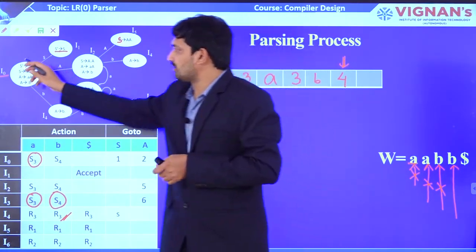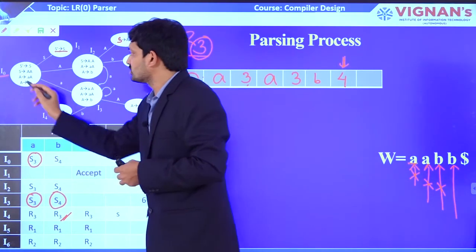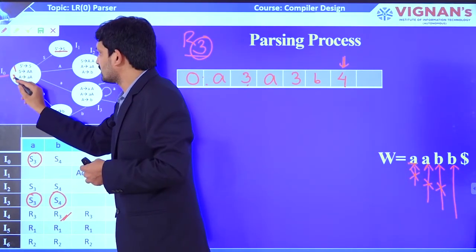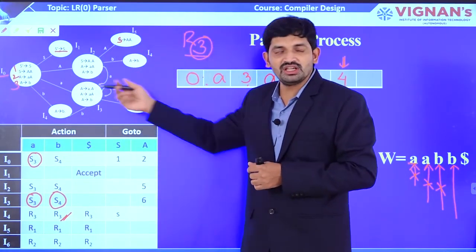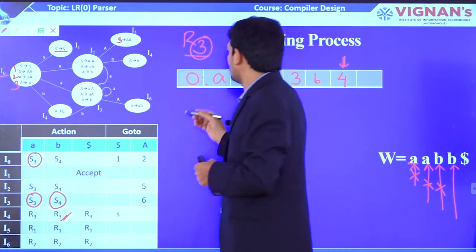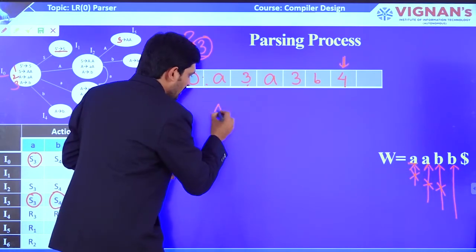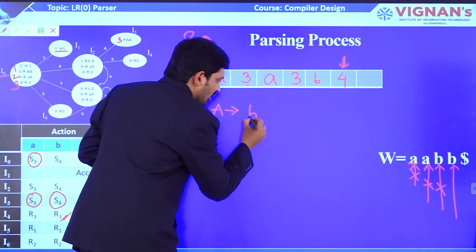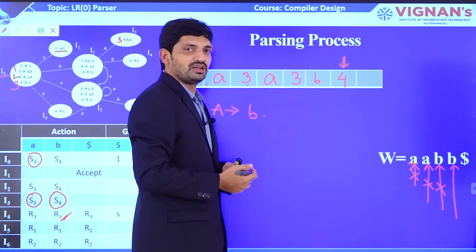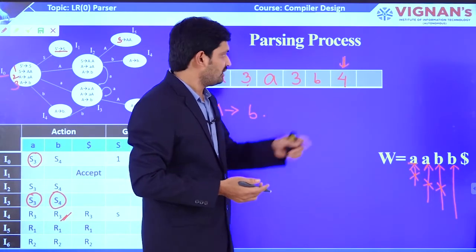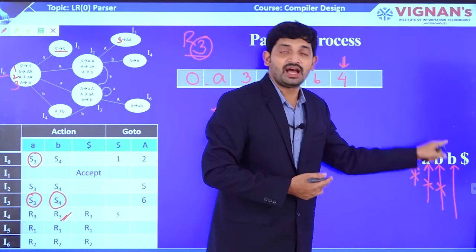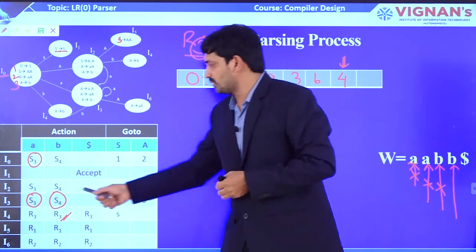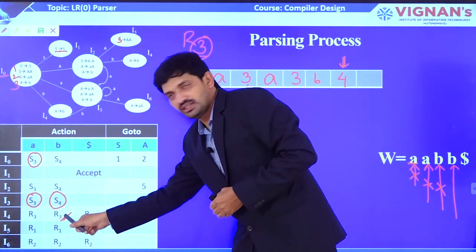So, in the given grammar, what is production number 3? This is the first production, this is the second production, this is the third production. So, production number 3 is A tends to b. So, I have to use A tends to b dot to perform the reduction operation. Is it clear? Depending upon the top of the stack 4 and the lookahead pointer symbol b, I am going to perform the reduce operation because 4 on b is R3.